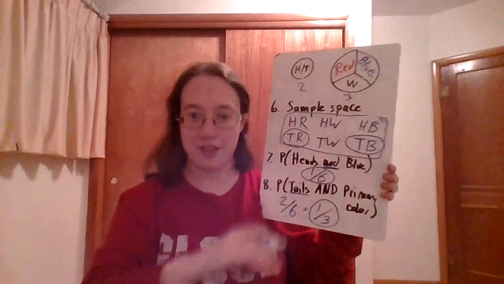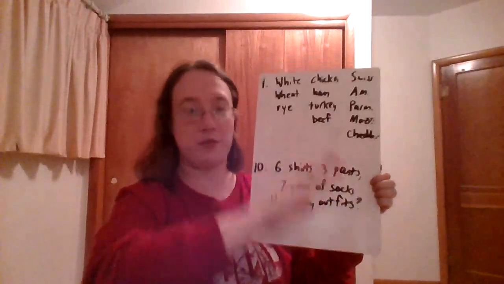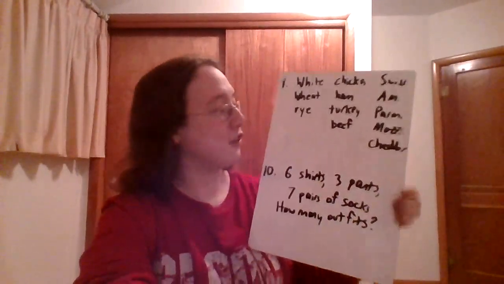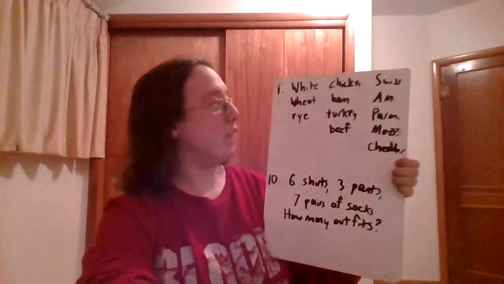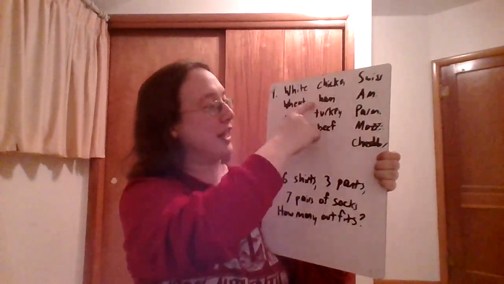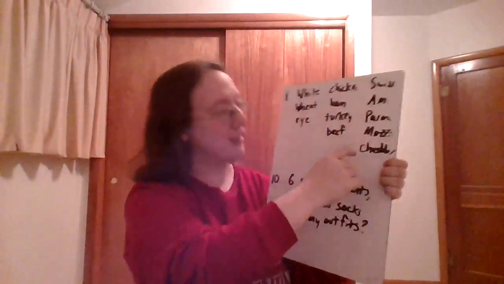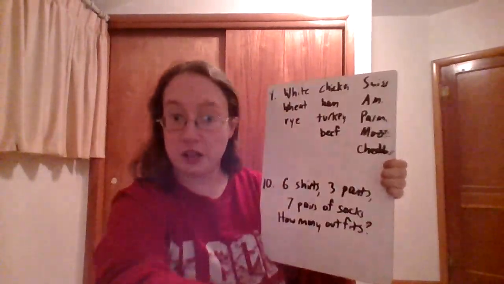All right. And hopefully we're good on spinners and coins. All right. Now we're getting into the longer word problems, things where I didn't write out the whole thing. So this one, we've got a sandwich, and we can have either white, wheat, or rye bread. We can have either chicken, ham, turkey, or beef, and we can have Swiss, American, Parmesan, mozzarella, I can read my writing there, and cheddar.